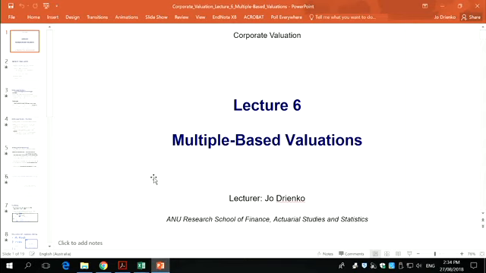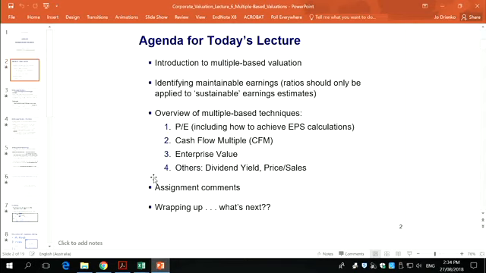Okay, so let's start. Let's have a look here. So the ratios today. Ratios or multiple-based valuations, it means the same thing.